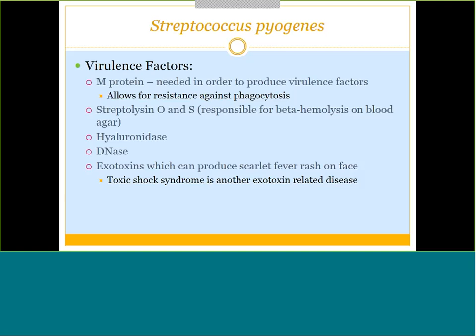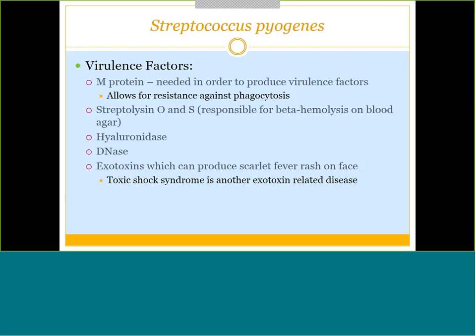Hyaluronidase is a spreading factor. This is an enzyme. It basically will help spread through the connective tissues, kind of destroy them to get through them into the body. It wants to penetrate further into the body. DNase is an enzyme that attacks DNA in our cells. And then there's lots of other exotoxins.